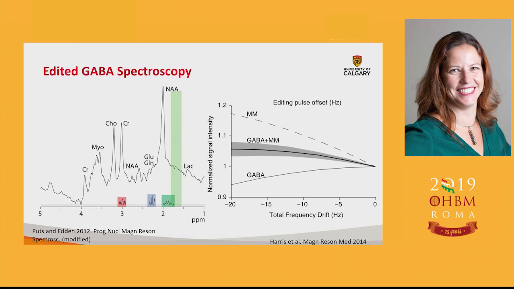And so what can happen in extreme drift, on the x-axis is your total frequency drift, and on the y-axis is your normalized signal. If you have no drift, that's great. You've got 100% of your signal. But if your editing pulse offset has drifted too far, you're no longer getting the specific GABA measurement that you wanted, but you're actually starting to edit your MM peak, which is probably not the goal of your experiment.